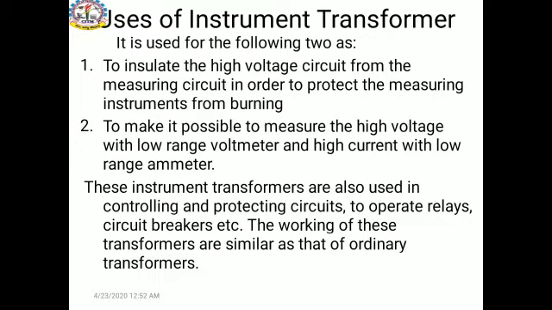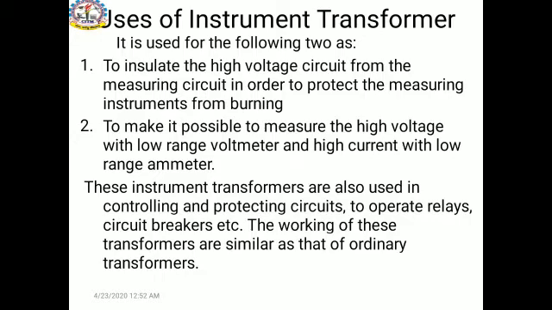The current transformer is connected in series in the power system, and the secondary of this current transformer is always connected with a relay, wattmeter, or energy meter. That relay is connected further for the working of the power system and synchronizing of the power system with the circuit breaker. And what does the circuit breaker do? The circuit breaker quenches the fault which occurs in our power system. That's why we use the words here: to insulate a high voltage circuit from the measuring circuit in order to protect the instrument from burning.